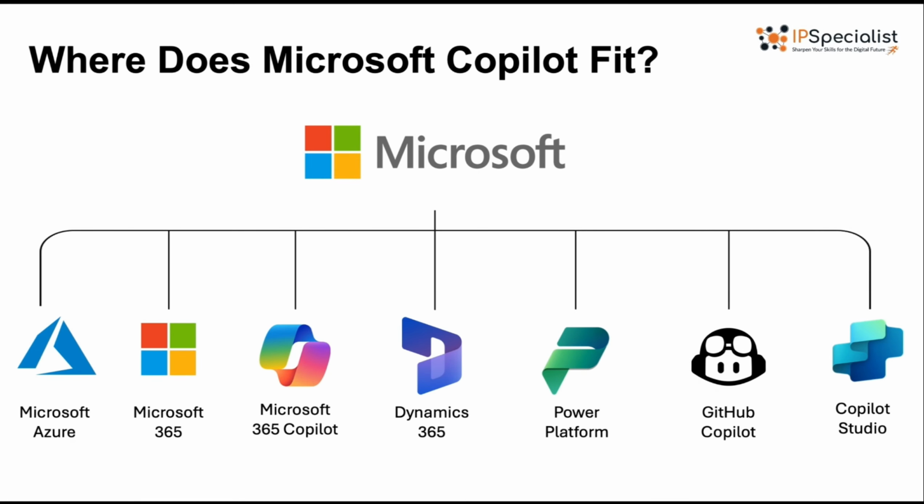Now, before we dive into the details, let's take a quick look at where Microsoft Copilot fits in the broader Microsoft ecosystem. As you can see in this chart, Microsoft offers a wide range of services from Microsoft Azure and Dynamics 365 to GitHub and Power Platform. Among these, Microsoft 365 Copilot is a part of Microsoft 365 family. It's one of those several specialized Copilot tools designed to bring AI assistance directly into the products we use every day.